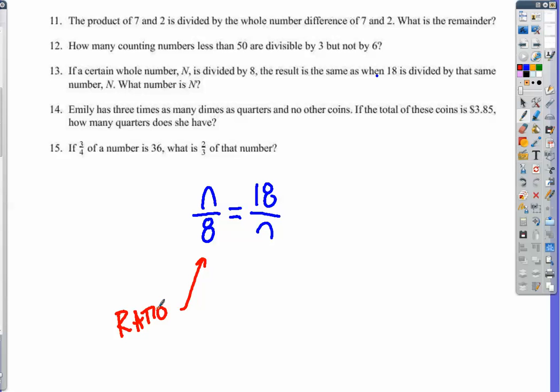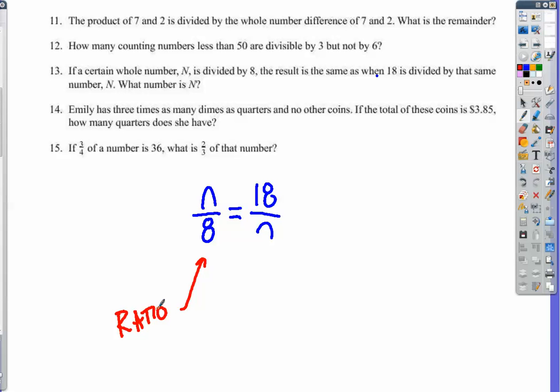Now, there are several ways to write a ratio, but what I do tell my 7th graders is whenever you see the word ratio, you should be immediately thinking fraction. You can always get away with writing a ratio as a fraction. So if you're immediately thinking fraction and you see the word ratio, you're going to be in good shape.